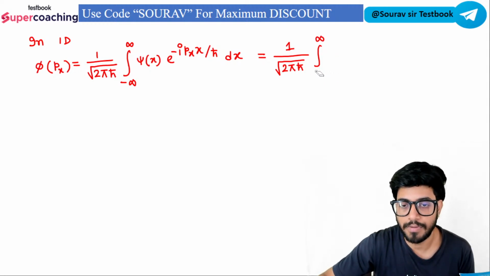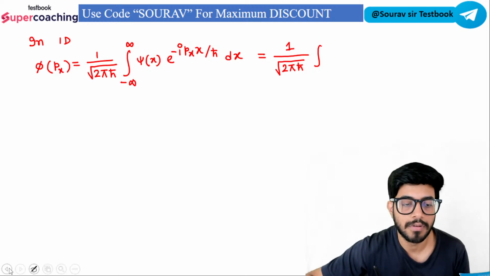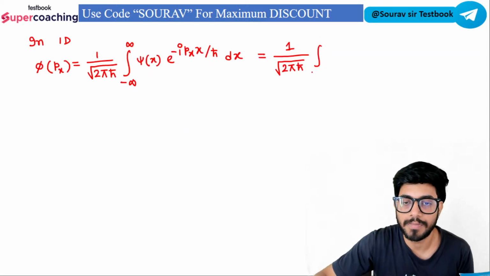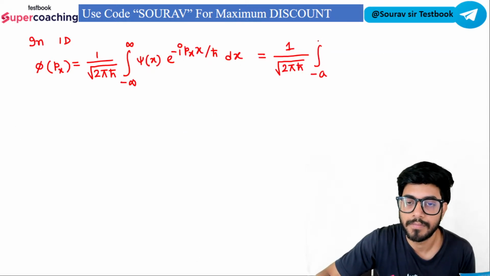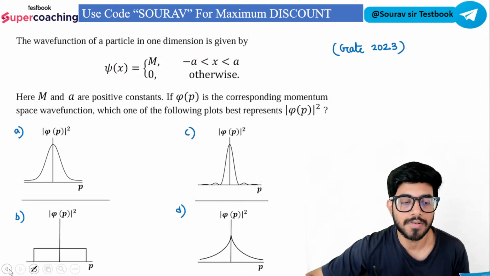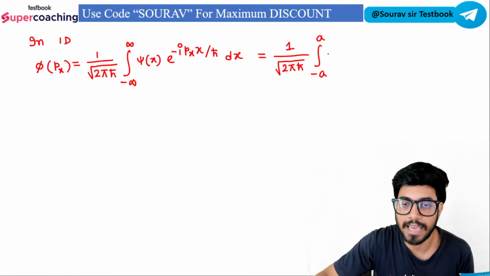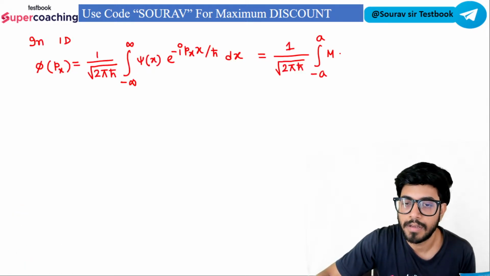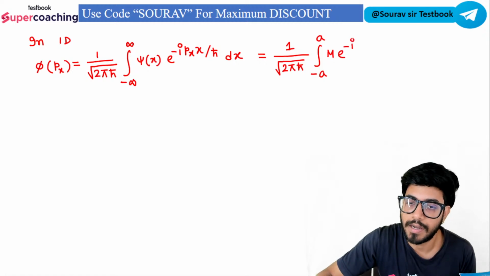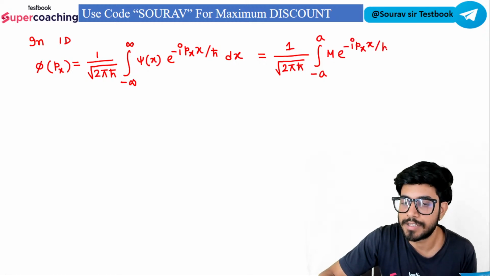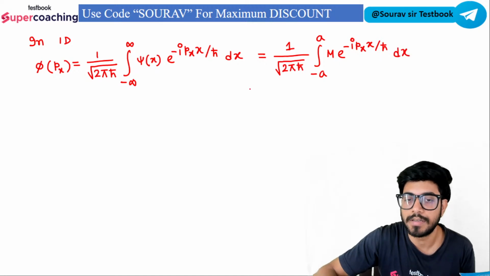Okay, no. Wave function is zero everywhere, so minus a to plus a. Just write down the value of psi of x is m there. e to the power of minus i px into x divided by h cut into dx.